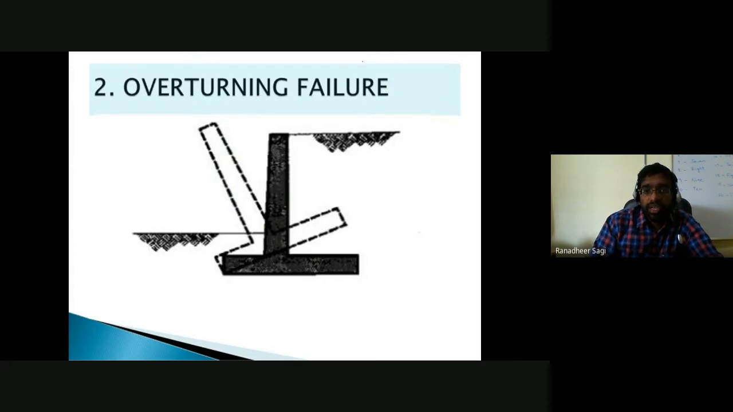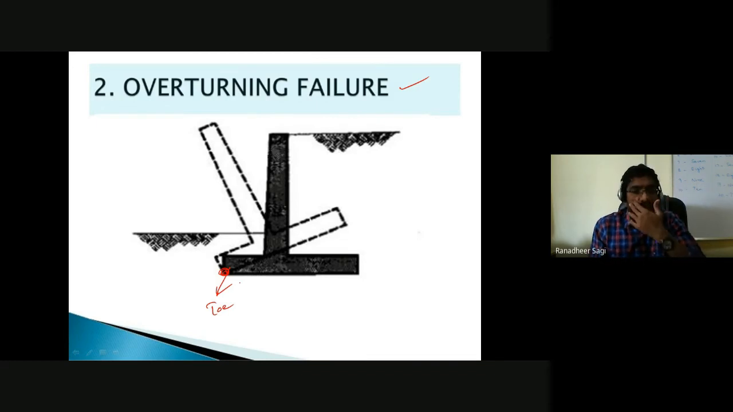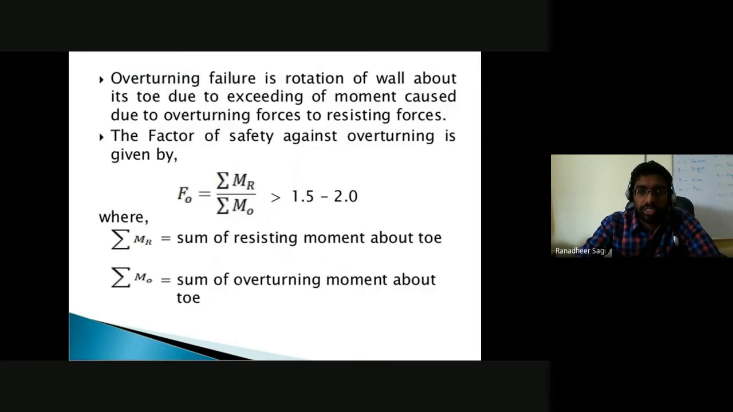And in the same way, you are also expected to have what is called an overturning effect. Overturning effect, in the sense of the rotation happening in your retaining structure about the toe portion. This part is what is called the toe of the retaining wall. About the toe you would see the rotation happening. Why does it happen? Because the net resultant moment causing the rotation about the toe is more than the net resisting moment about the toe. In such a case, you see the rotation happening in that retaining structure.